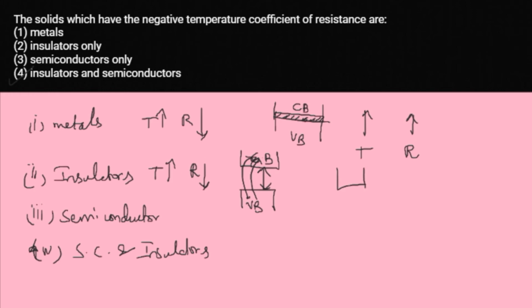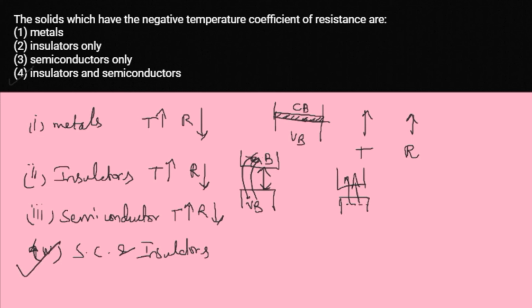In a semiconductor, the band gap is appreciable, or less than 3 electron volt. In that case also, if I increase the temperature, electrons will make a transition to the conduction band. The definition of semiconductor is the material which conducts heat and electricity at high temperature. At low temperature, it acts like an insulator. At high temperature, it acts like a conductor. That is why it is called a semiconductor.